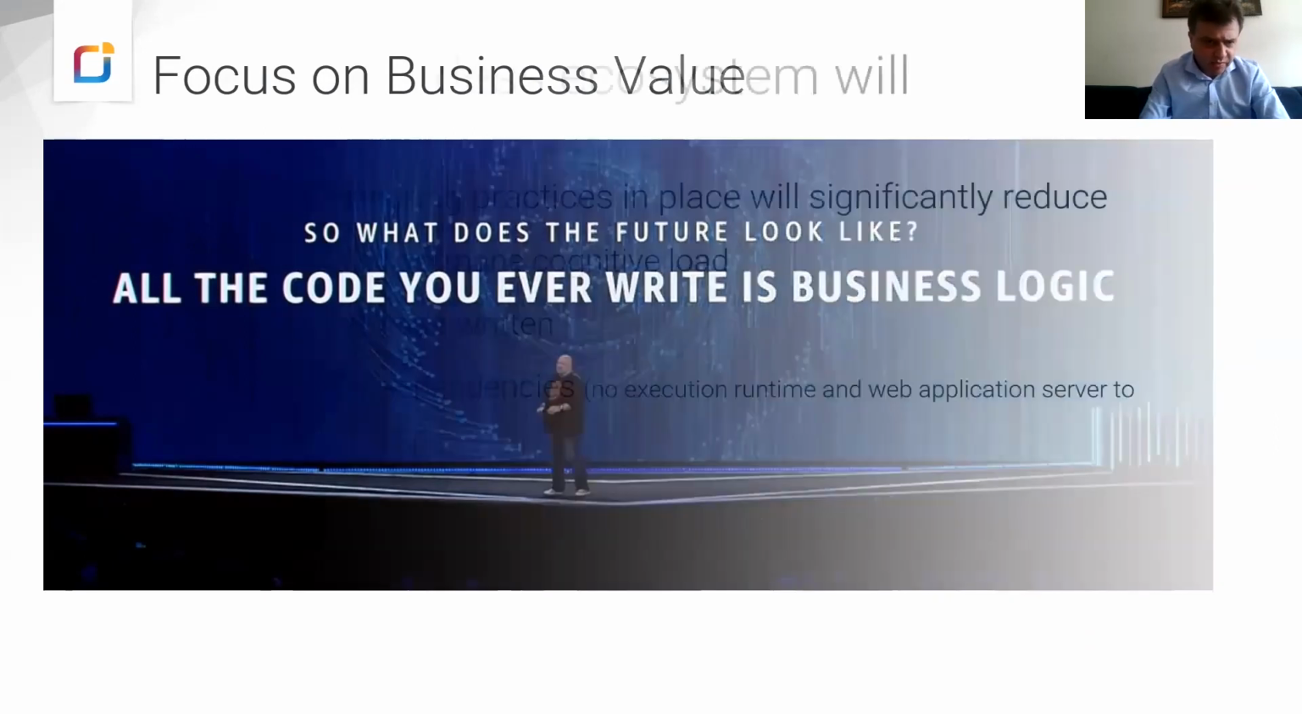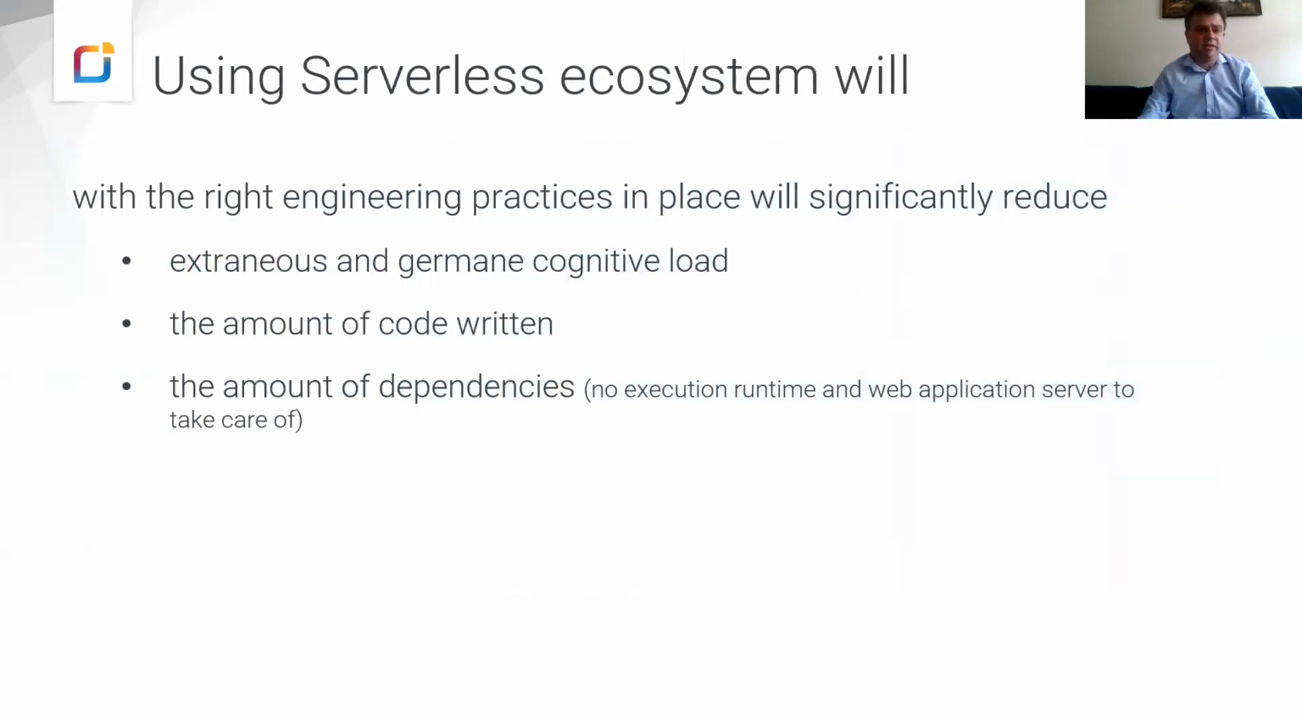So, just to wrap up, what the serverless ecosystem gives you, with the right engineering practices, and I've shown you this kind of right architecture, monitoring, embracing of cloud, chaos engineering, and so on. It will reduce your extraneous and germane load that we talked about in the beginning. It also reduces the amount of code written and the amount of dependencies. So you don't manage execution runtime with Lambda. You don't manage web application server with the API Gateway, and with DynamoDB you don't manage your database, and that frees your time.